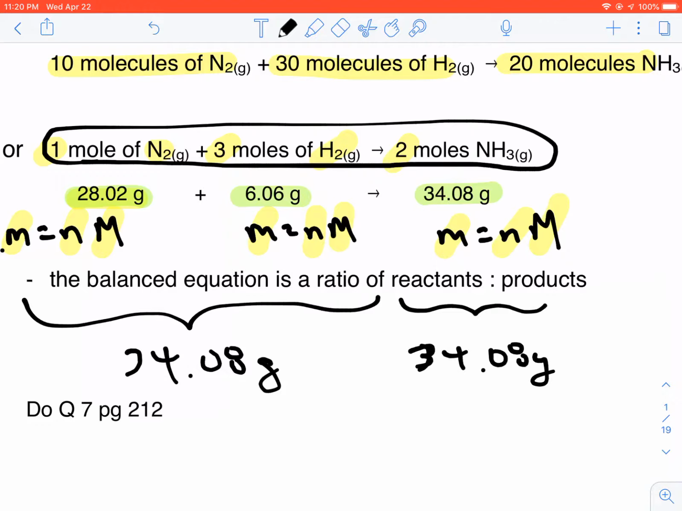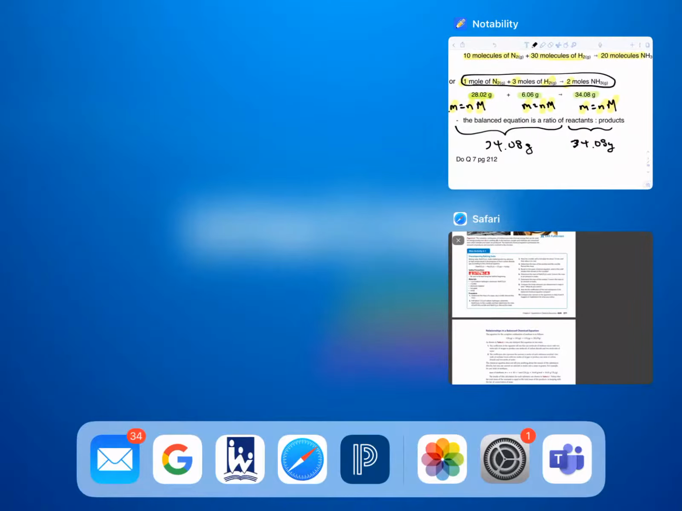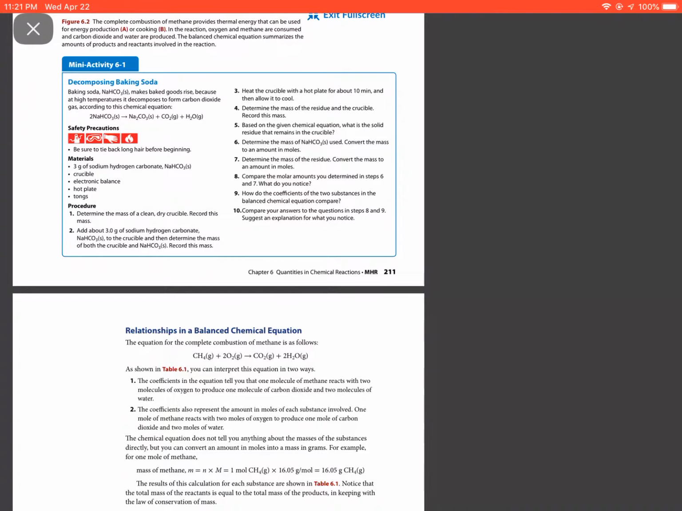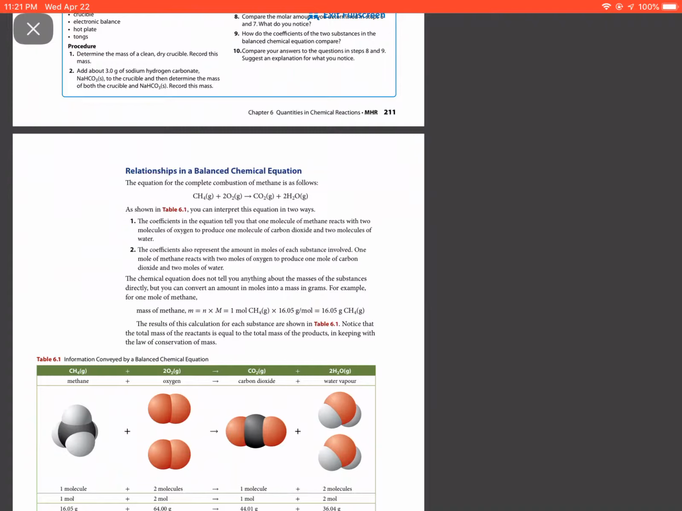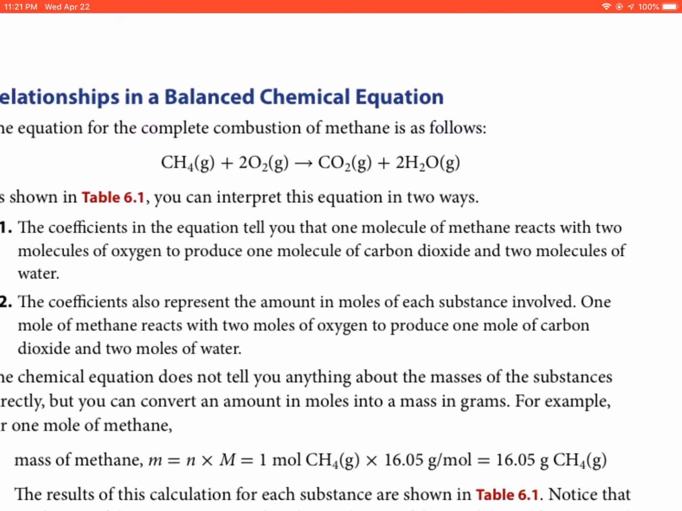So, in our textbook, there's one question, so I'm going to finish with that today. That's the end of my note. I want you to do question 7 on page 212. So let me go back to the textbook here for a minute. So here's page 212. It's the one that says CH4 reacts with 2 oxygens to make a CO2 and 2 waters.